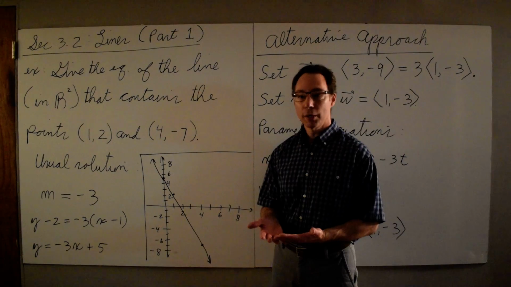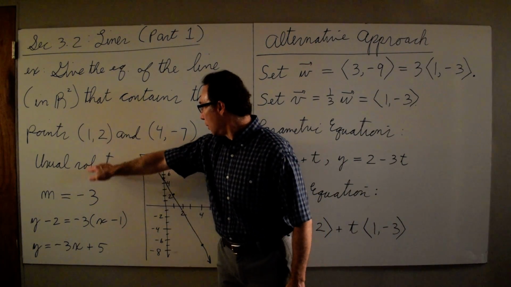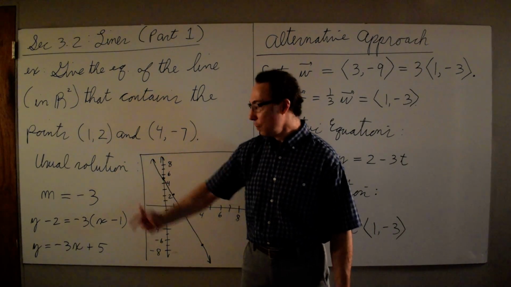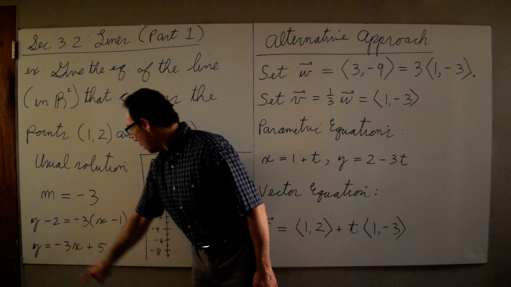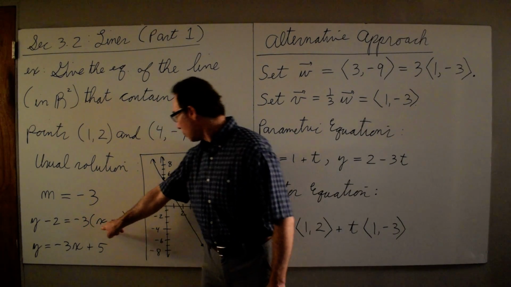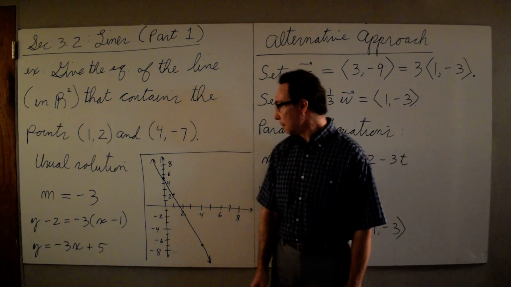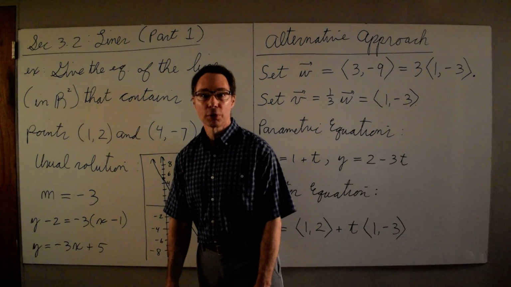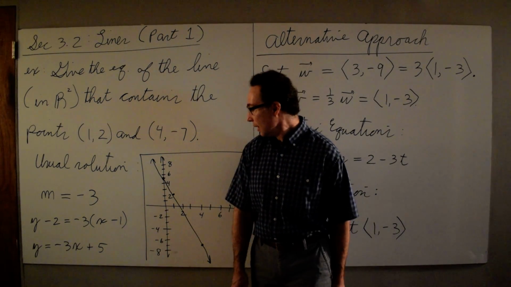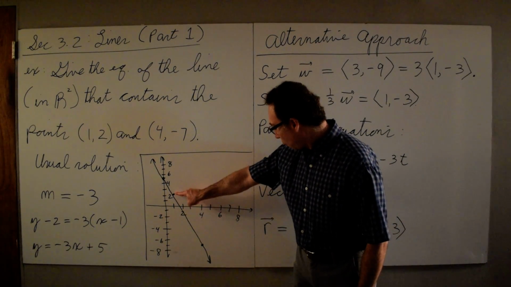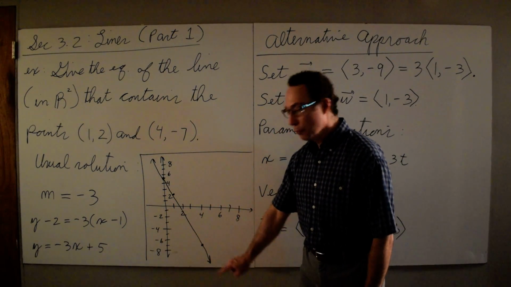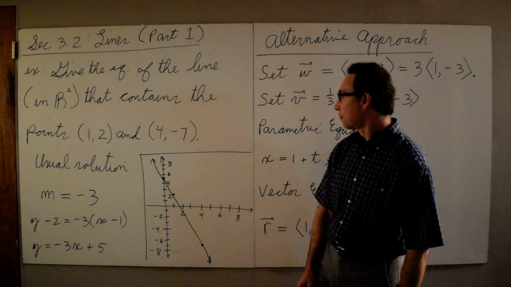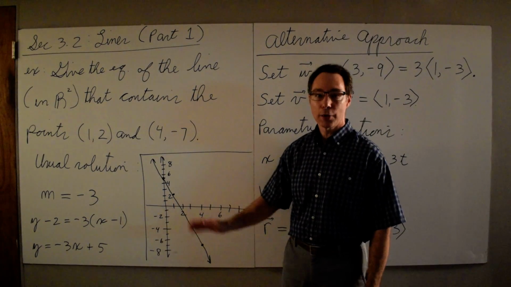What do we need for the equation of a line in 2-space? We need a point and a slope. We have a slope. Pick whichever point you want to work with. I chose (1, 2). y minus the y coordinate is equal to the slope multiplied by x minus the x coordinate. And if we want to, we can simplify this and put it in slope-intercept form. And so we have our point (1, 2). We have our point (4, -7). We have the line that passes through those 2 points. And this is a very standard problem.